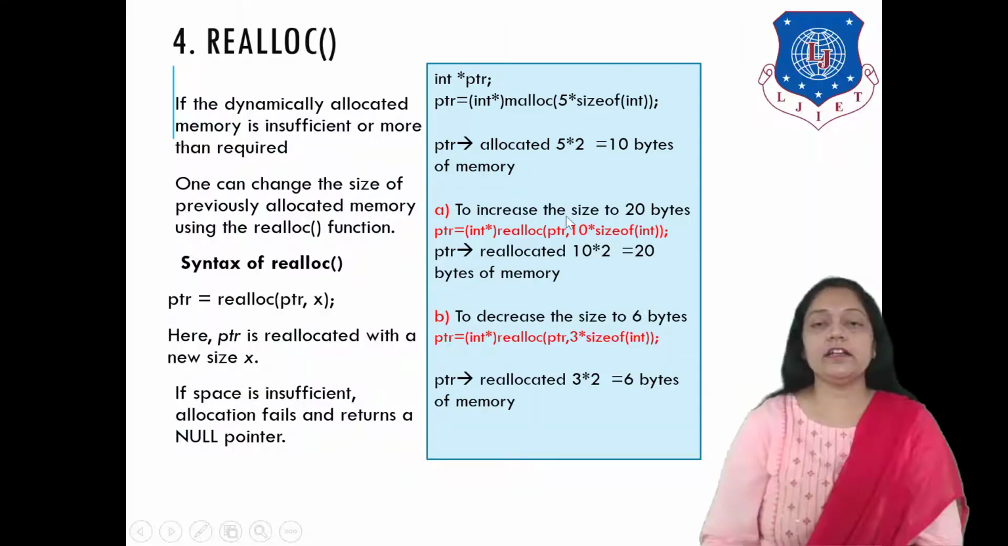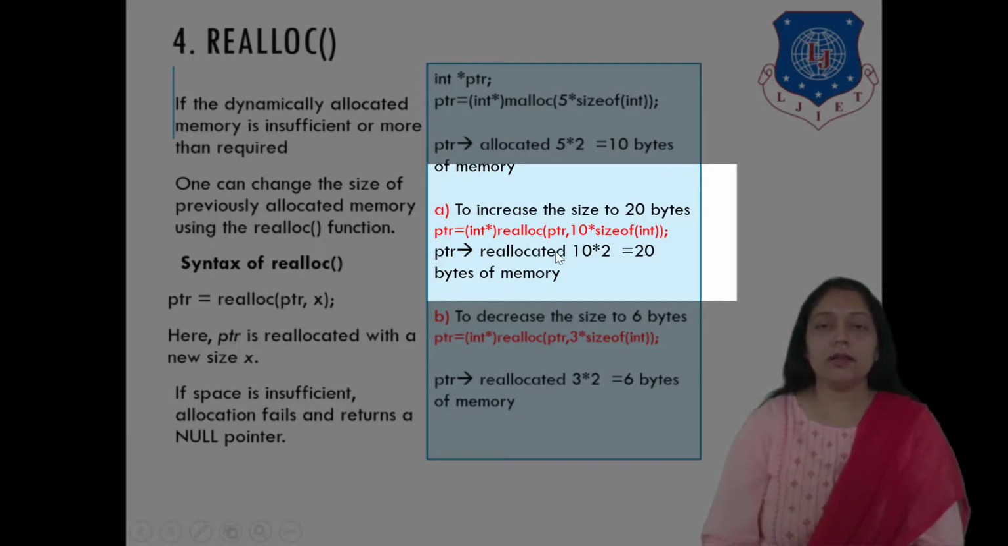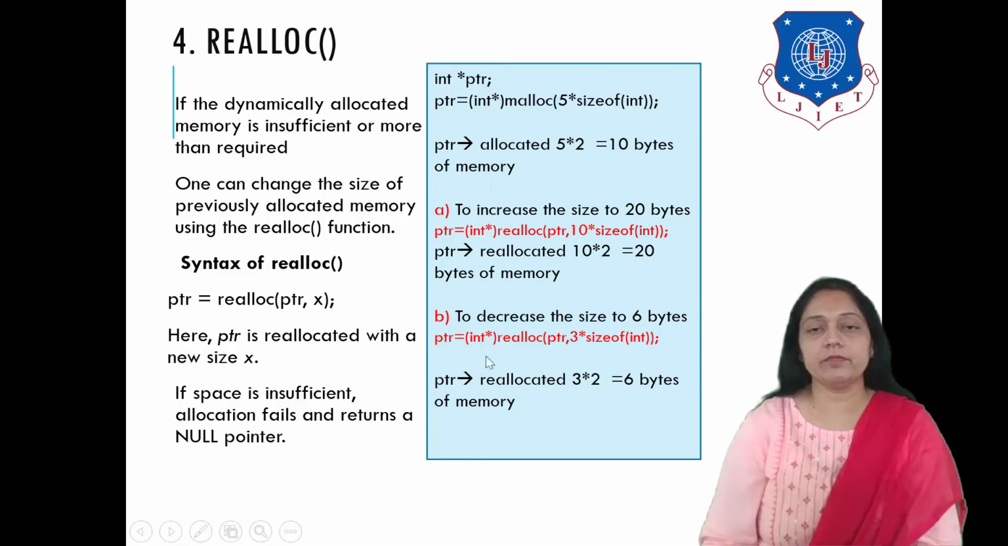Now if I want to increase the size from 10 bytes to 20 bytes, then I'll use realloc, pass the pointer and give the new size. So the new size would be 10 into sizeof(int). So 10 multiplied by 2, which is 20 bytes. It means that instead of 10 bytes, I'm increasing the size of the memory allocation to 20 bytes.